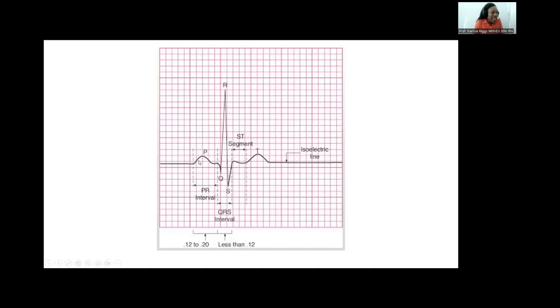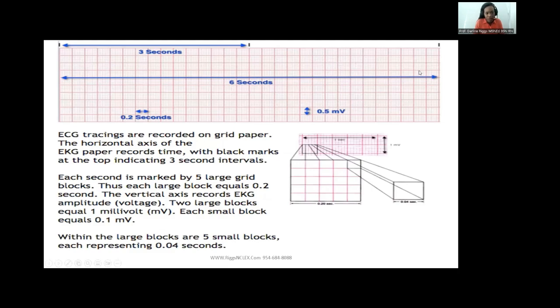So the P wave is your atrial contraction. The question is, how long is that supposed to last? You have to be able to read an EKG strip. Normally you get a 6-second strip. The test questions you get are normally going to be a 6-second strip. Half of it is obviously going to be 3 seconds. So how do you measure this strip time-wise?